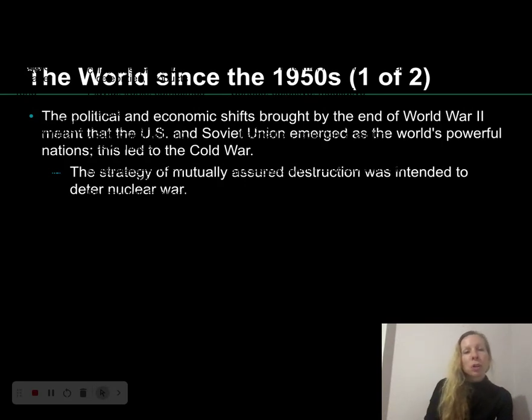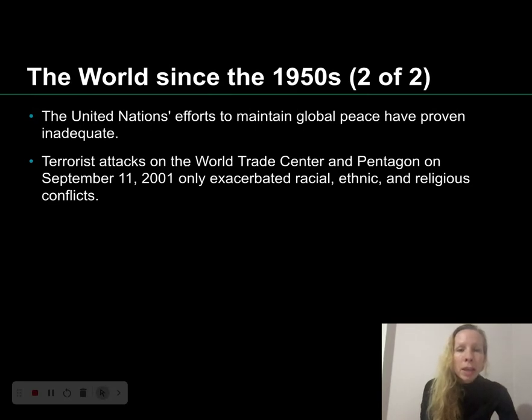All right, so the world since the 1950s. The political and economic shifts brought by the end of World War II meant that the US and Soviet Union emerged as the world's powerful nations, and this led to the Cold War, and the strategy of mutually assured destruction was intended to deter nuclear war. And then the United Nations' efforts to maintain global peace have proven inadequate, and the terrorist attack on the World Trade Center and the Pentagon on September 11, 2001 only exacerbated racial, ethnic, and religious conflicts.